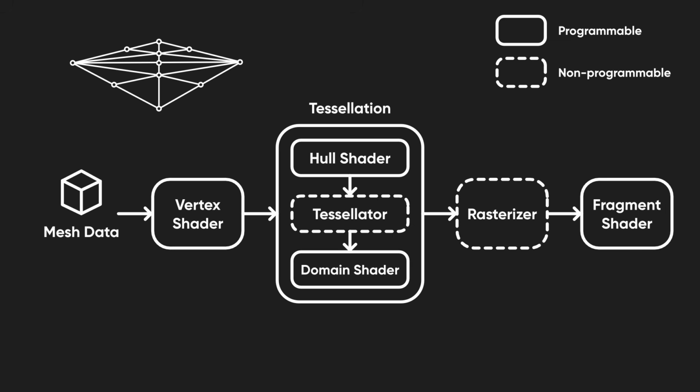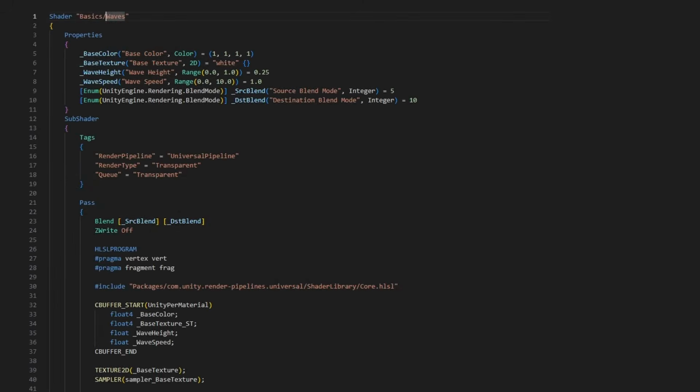Part 6 will be all about lighting, which might interest you more. You can modify the waves shader directly if you want, but I'm going to work in a copy named Tessellation waves. First, let's add some new properties.